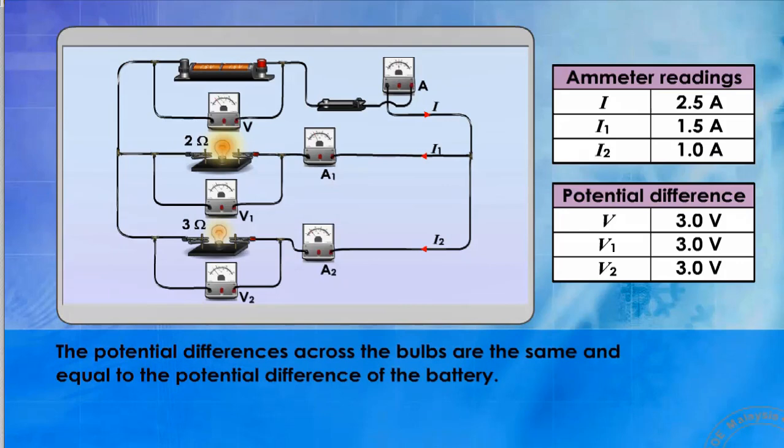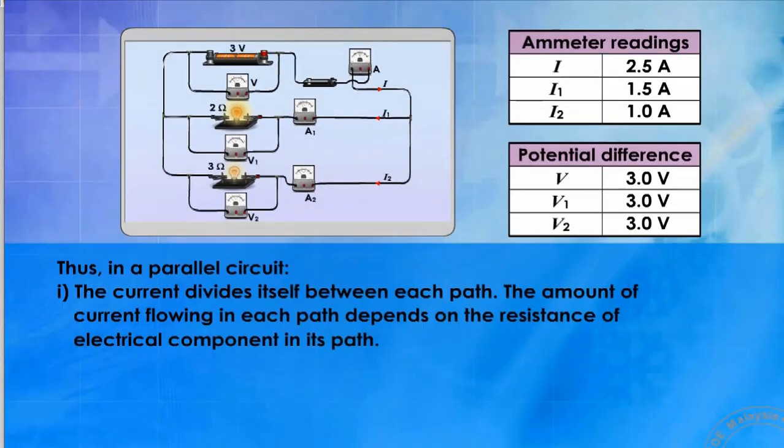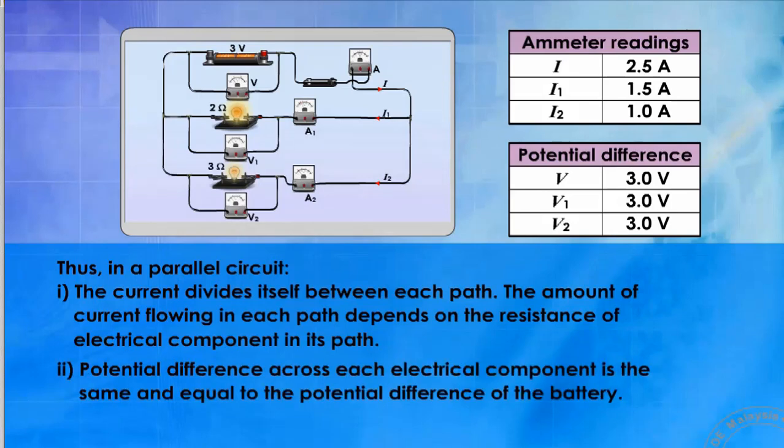And the potential difference across the path are the same and equal to the potential difference of the battery. V equals V1 equals V2. Thus, in a parallel circuit, the current divides itself between each path. So the amount of current flowing in each path depends on the resistance of the electrical component in each path. Secondly, the potential difference across each electrical component is the same and equal to the potential difference of the battery.